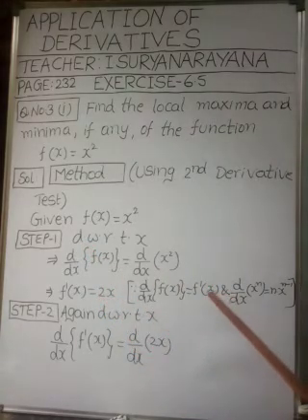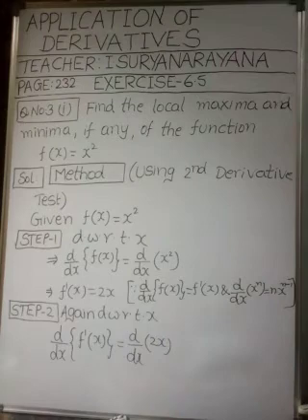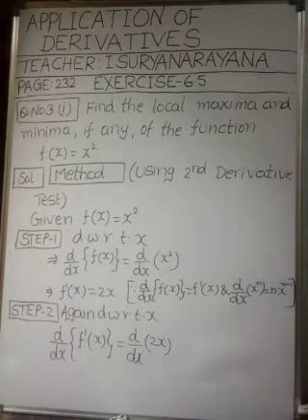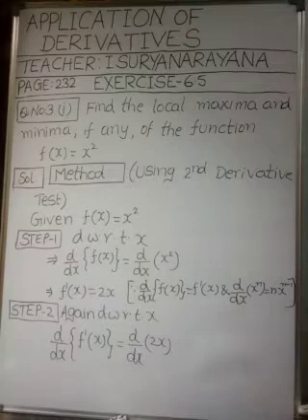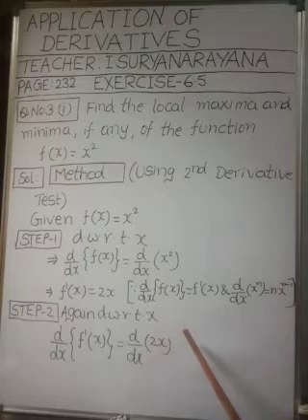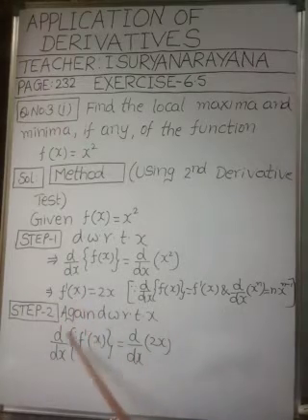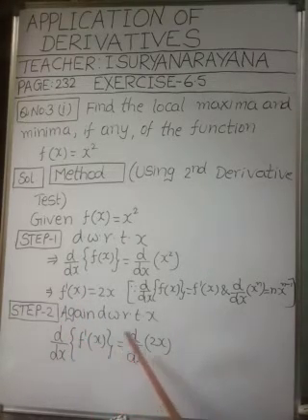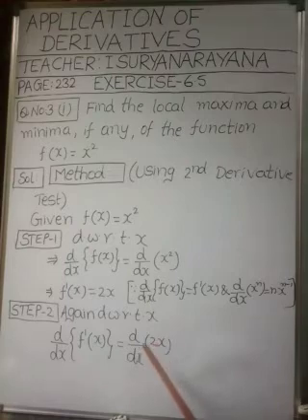Now step 2. In step 2 we are going to find f double dash of x. Do you remember those steps, my children? Total 4 steps I told you, 4 steps in method 2. We follow the same steps, the same procedure here. It is called the second derivative test. Again differentiating with respect to x, this implies d by dx of f dash of x is equal to d by dx of 2x.